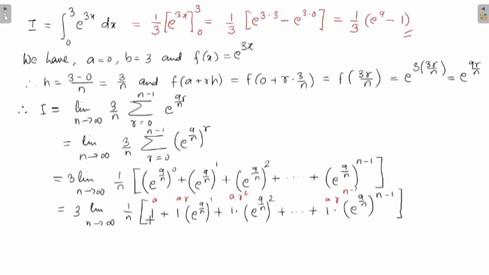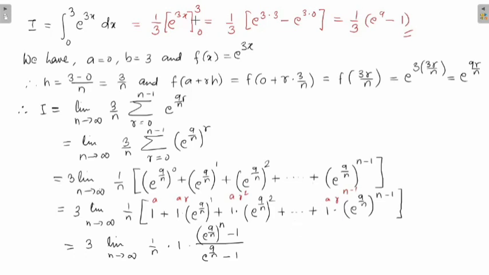Now just check whether we can apply that particular formula or not. We have A plus AR plus AR square till AR to the power n minus 1. Yes, so that means we will be able to apply that particular formula. So this becomes 3 limit n tends to infinity 1 by n. The formula says the sum is A into R to the power n minus 1, whole divided by R minus 1. Here R is e to the power 9 by n, so that is e to the power 9 by n minus 1. Okay, so that's what we get.